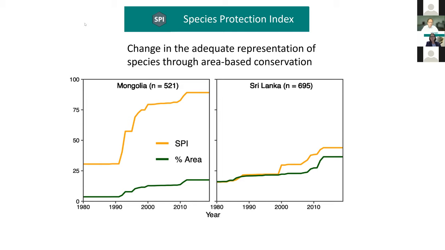And the SPI went up dramatically with about a value of 90 at this point. So 90% of the protection target achieved for the species in this country. In Sri Lanka, we have a different situation, where there's certainly more scope going forward, as further area gets added, to also increase the representation of species in that network.